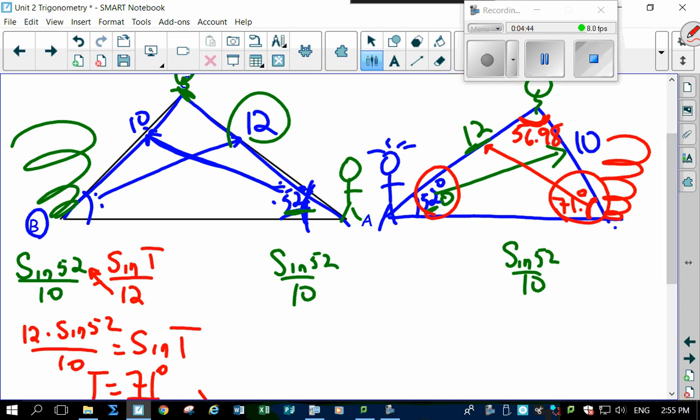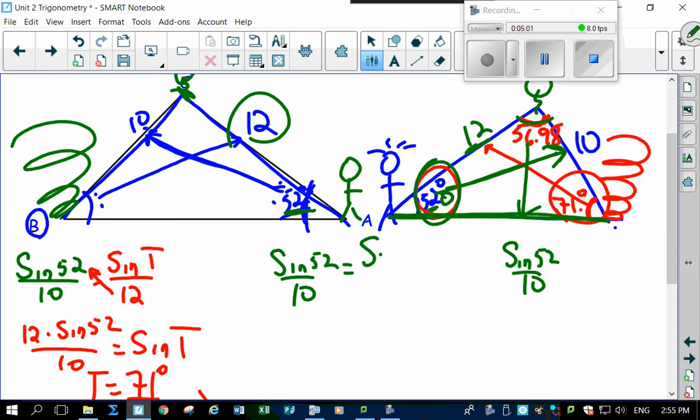56.98 degrees. Now, sine again. But now this goes with this, and we can find our first distance. Yay! Okay, so look how we do it. This goes with this. Again, I already wrote it down. Remember, I wrote it down 3 times.